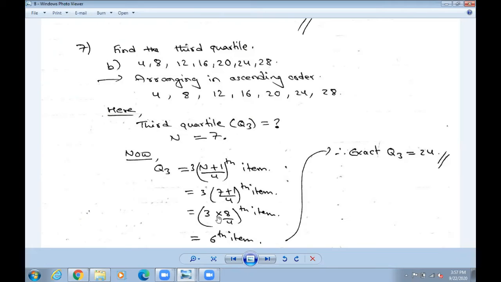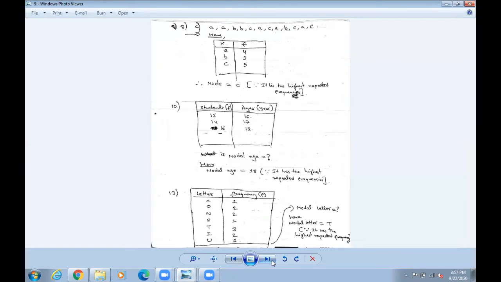Okay. Then after that, 7 plus 1 means it is 8. 8 by 4. So when you cancel it, it becomes 2, 2, 4, 3. So 3 into 2 is 6. The 6th item. Okay, and so the sixth item means let us count. Where is the sixth item? 1, 2, 3, 4, 5, 6. So that 24 is our exact Q3. So 24. So let us go to the next number.